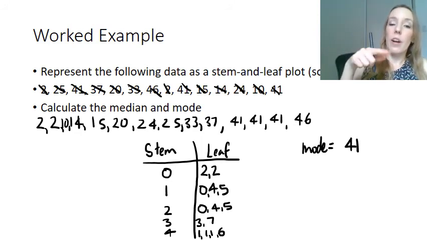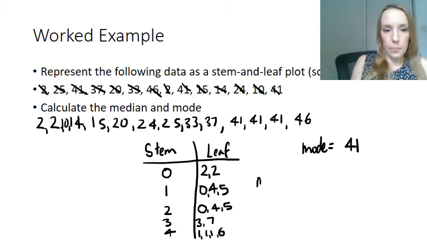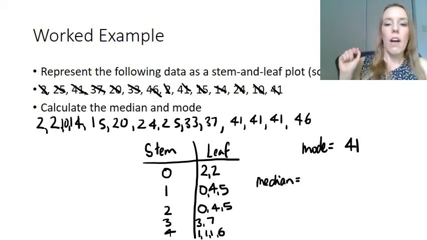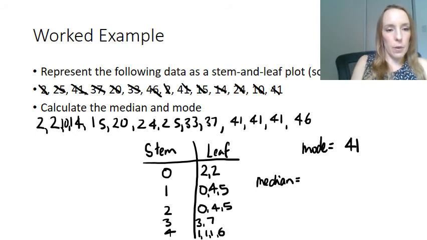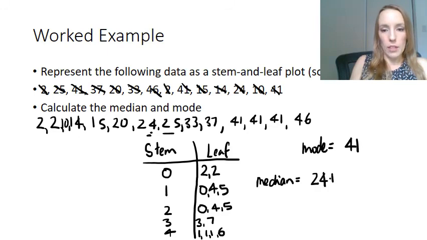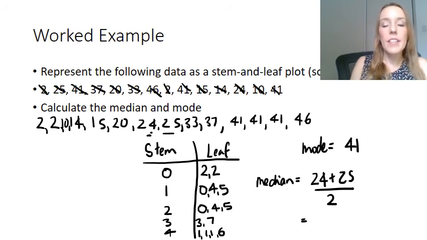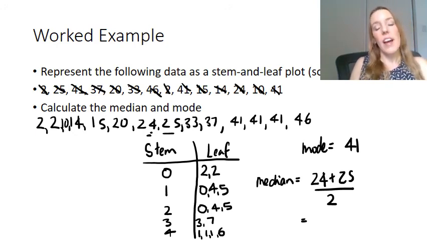So again, we'll have to work out, can't think of the word, the average of the middle ones. So 1, 2, 3, 4, 5, 6, 7, 24. So our median, we have 24 plus 25, which we're going to divide by 2. Obviously, I'm sure a lot of you could do this in your head. 24 plus 25 is going to be 49. Divided by 2 is 24.5. So our median is 24.5.